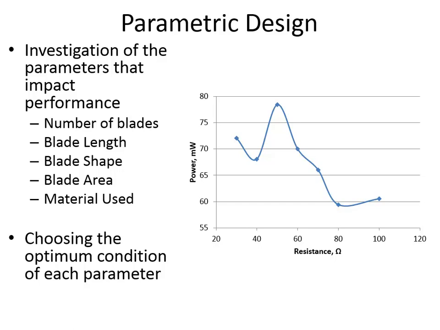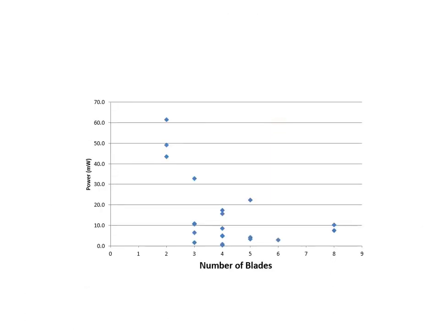What you'll be doing during the project is you'll go through and test the number of volts that the energy transfer generator is generating, look at the resistance setting, and calculate how much power is being generated for each of those resistance settings, for each of the different blade designs, and for each of the blade lengths, for the parameters that you optimize.